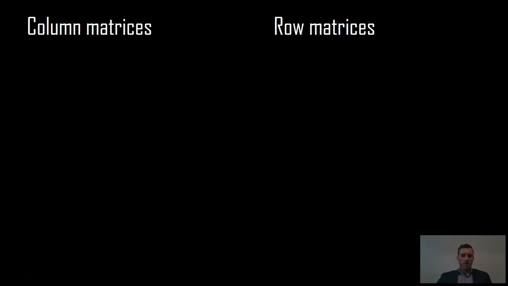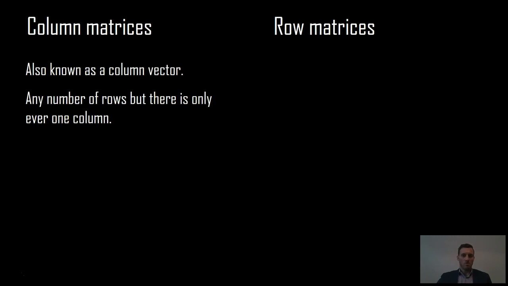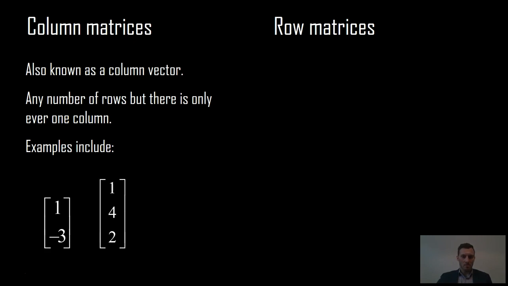First, let's look at column matrices. They're also known as a column vector. A vector is an M by N matrix where either M or N equal 1, but not both. The number of rows may be any integer, but the number of columns is always 1 in a column matrix. Here are some examples. First, we have a 2 by 1 matrix, then we have a 3 by 1, and finally a 4 by 1 matrix. These are all column matrices.